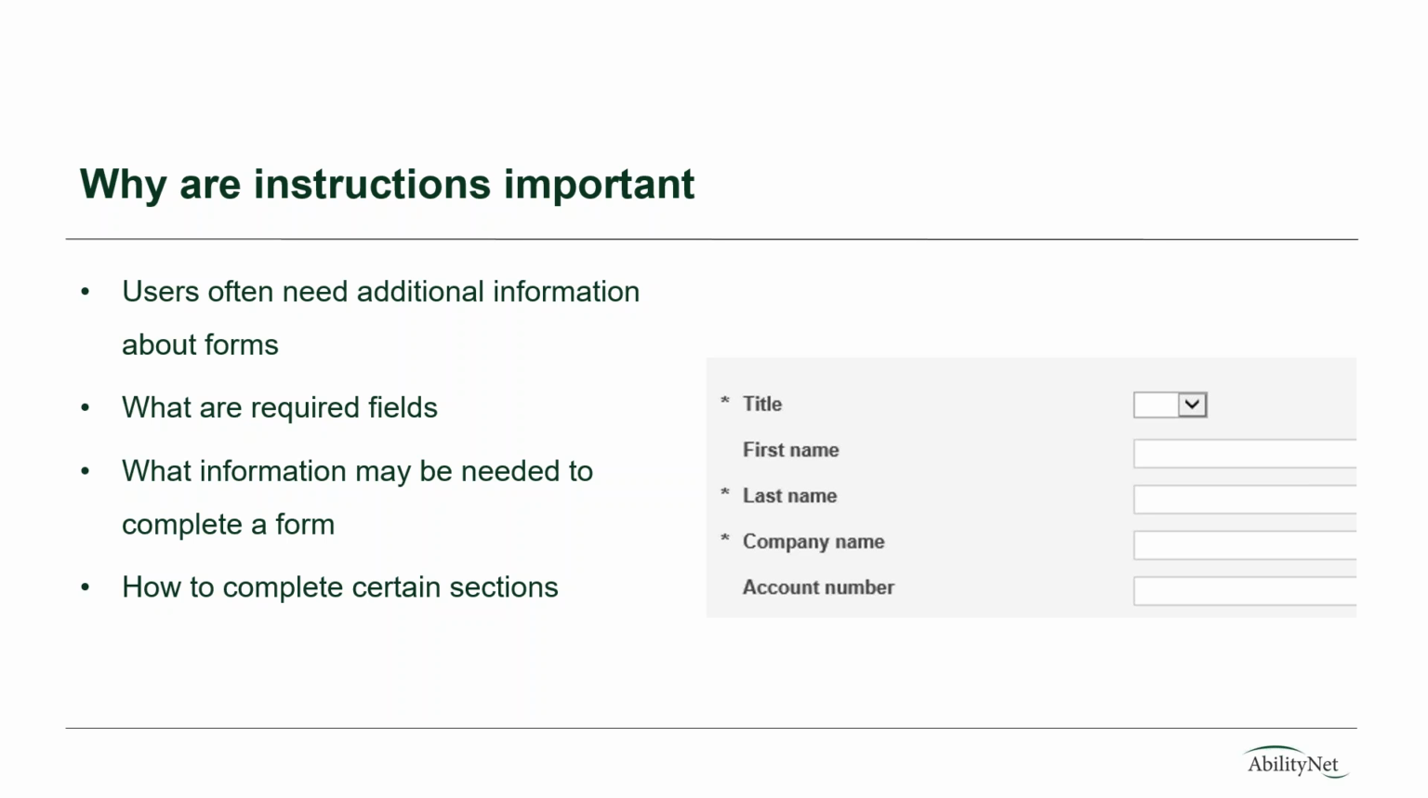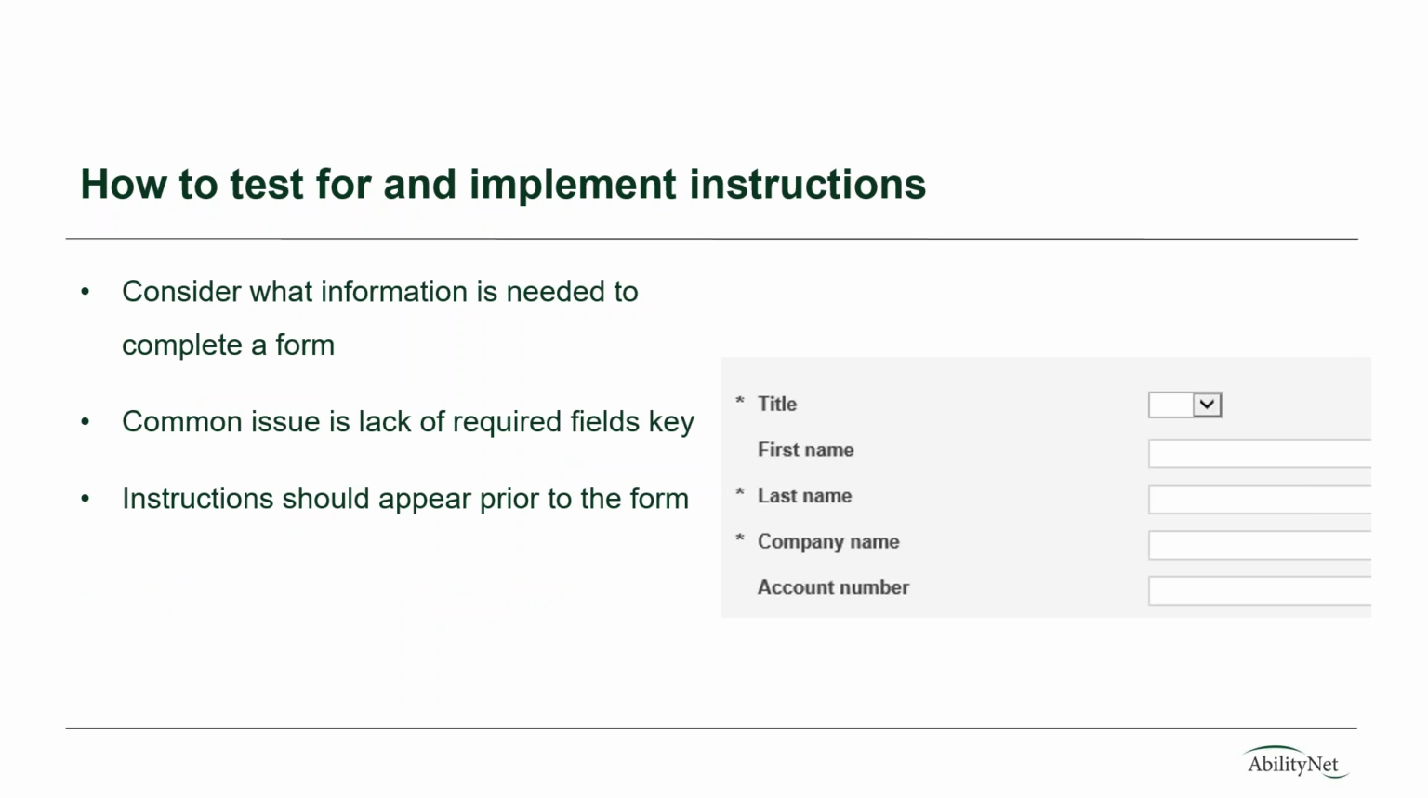So if you're going to need any personal documentation like your passport or driving license or your account number before registering, that might be information that's given to you as an instruction before completing a form. So let's look at how you can test this. Well, consider what information is needed to complete a form.